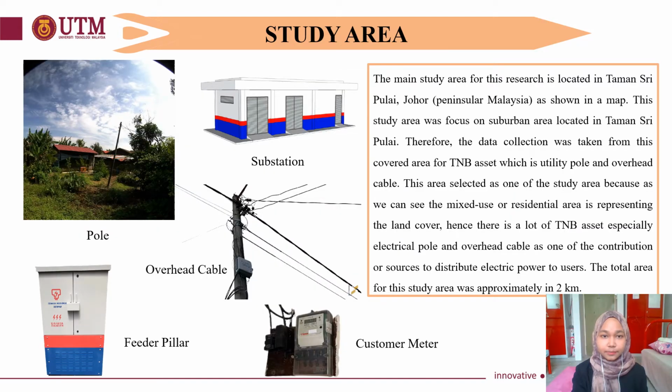So next. This is an example of TNB assets that exist around residential areas, which are pole, substation, overhead cable, feeder pillar, and customer meter.